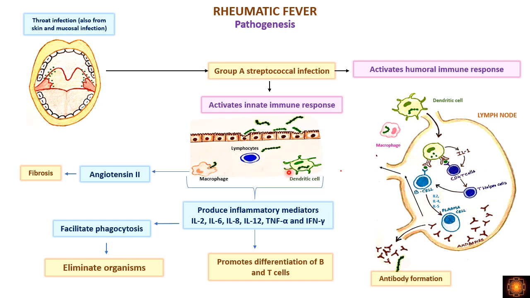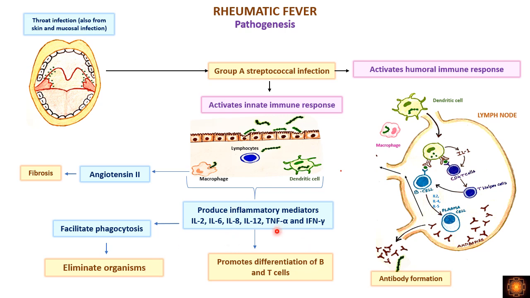Macrophages and dendritic cells engulf these bacteria and try to remove them. During this process, they get activated. When these cells are activated, they produce inflammatory mediators like interleukin-2, interleukin-6, interleukin-8, interleukin-12, tumor necrosis factor alpha, and interferon gamma. These mediators have two functions. Mainly, they activate the macrophages and facilitate phagocytosis so that the organism can be eliminated, and they also promote the differentiation of B and T cells. So it eliminates the organisms and also promotes the differentiation of B and T cells.